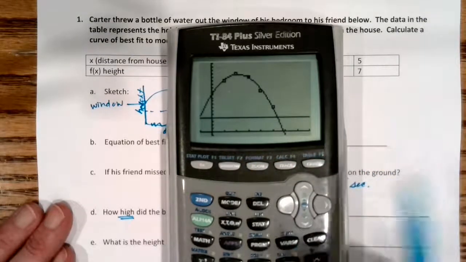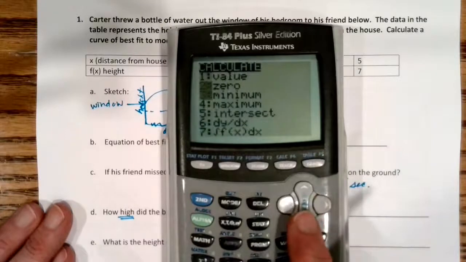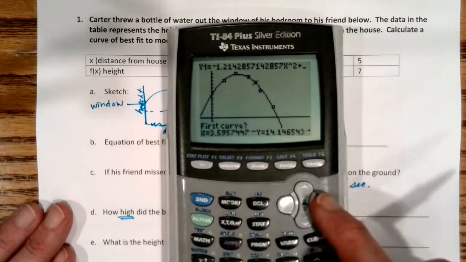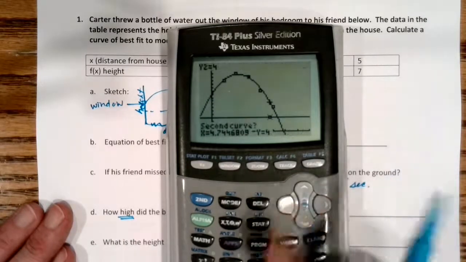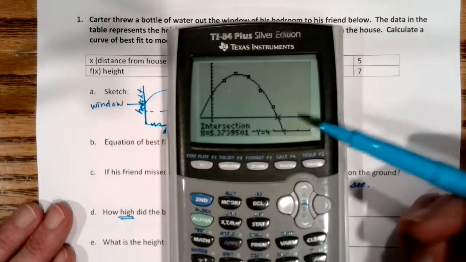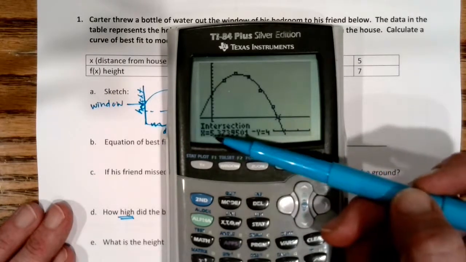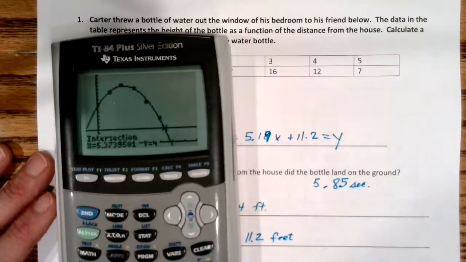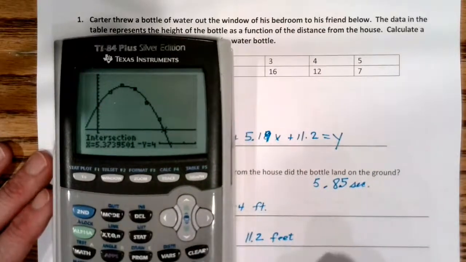So I'll do this intersection. Second calc, I'm looking for the intersection. And Mr. Blinky's on my first curve, and I say, yep, that's right. And he's on my second curve, and I say, yep, that's right. And he tells me they intersect at this distance from the house: 5.37 feet.